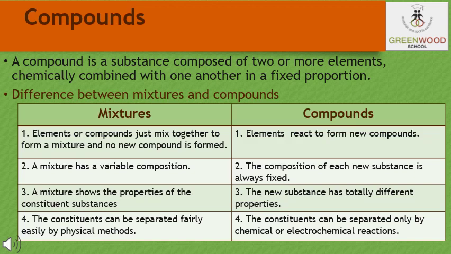A mixture shows the properties of the constituent substances, but in the compound the new substance has totally different properties. The constituents can be separated fairly easily by physical methods in the mixture, but in the compound the constituents can be separated only by chemical or electrochemical reaction.